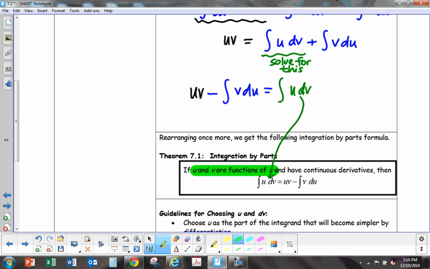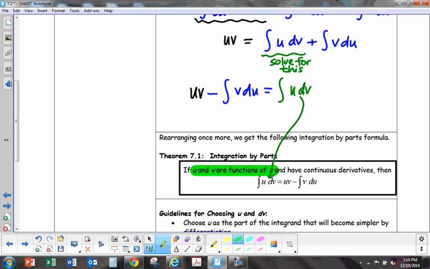U and v are standing for something more complicated. They're a replacement for something more complicated. So you'll see that when we work problems, we will actually be integrating with respect to the same letter all the way through. That'll actually work out nicely.